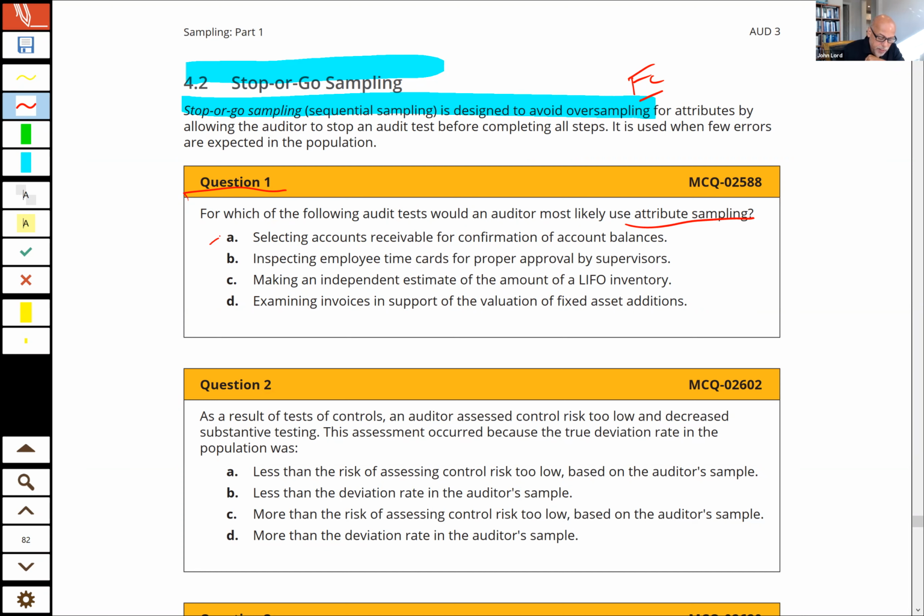And these other answers, A, C, and D, the wrong answers, were all what? A substantive type test, looking at dollar amounts, confirming accounts receivable, making an estimate of the amount of LIFO inventory, examining invoices for the valuation assertion. When we're looking for an attribute, we're looking to see if a control was applied. For example, was the time card approved by the supervisor? The attribute is like, hey, what attribute do you have? Do you have short hair, long hair, blue hair, green hair, red hair, whatever? This is all going to be attribute. So we're looking to see if a transaction contains the attribute, which is the approval by the supervisor here.